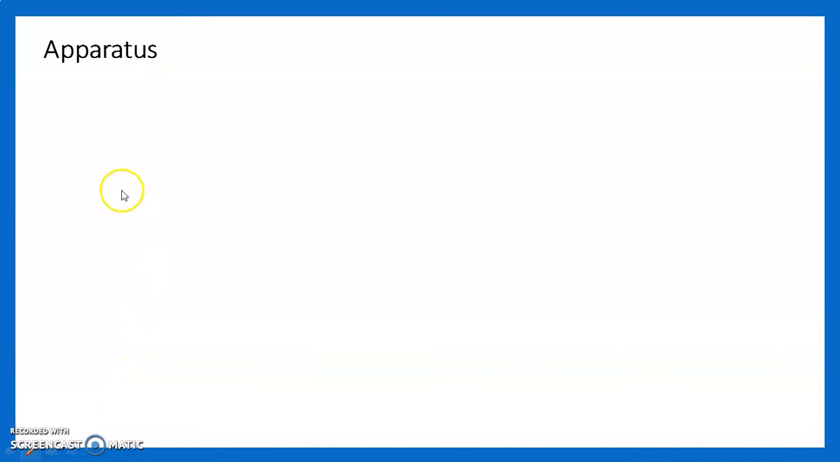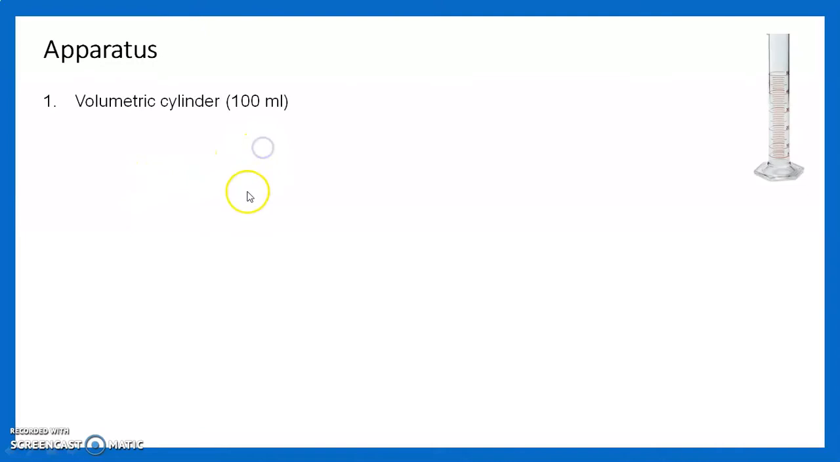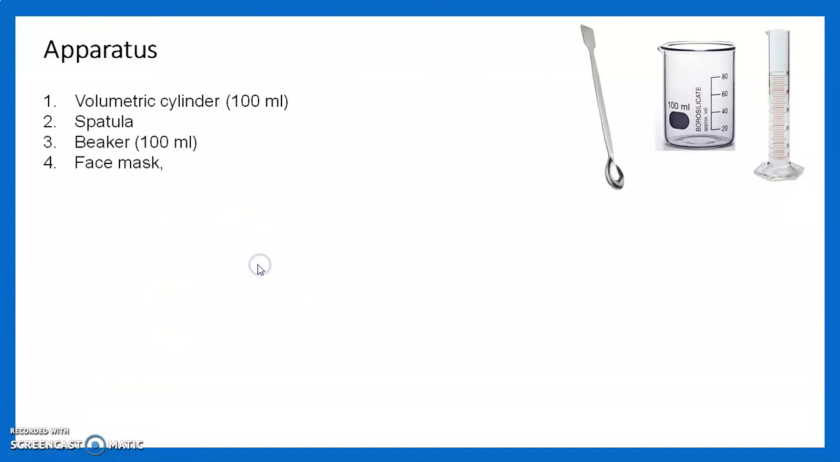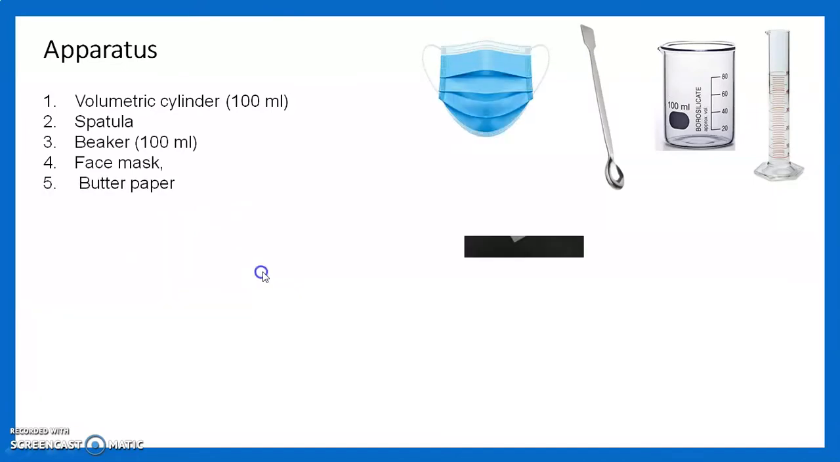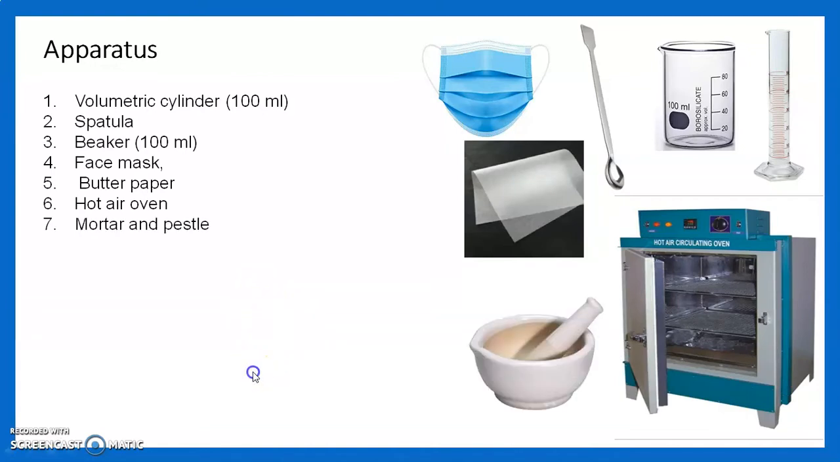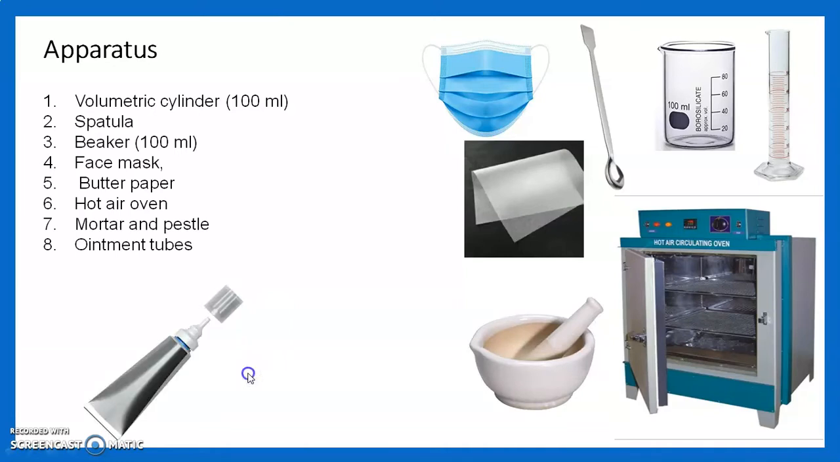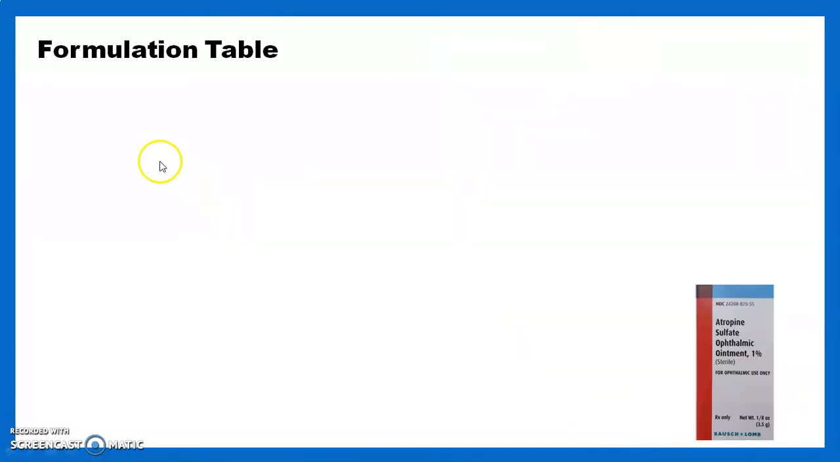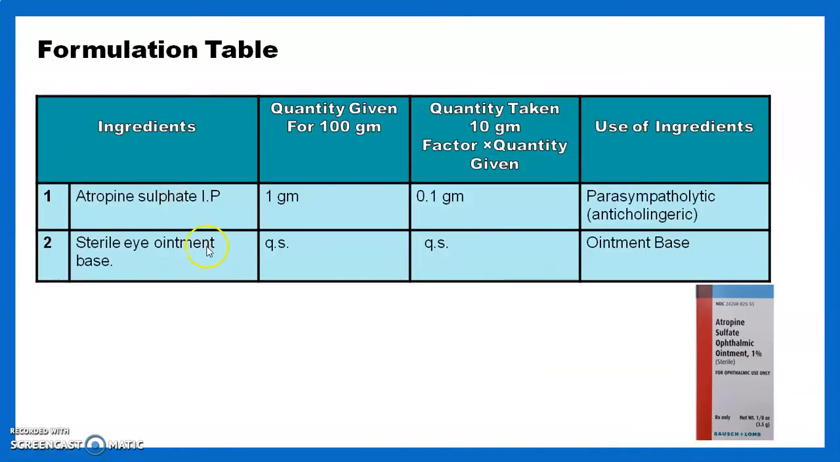Then we see the apparatus required for today's experiment. These are volumetric cylinder, spatula, beaker, face mask, butter paper, hot air oven for sterilization of our ointment, mortar and pestle, ointment tubes, and crimping machine. Then we see the formulation table. Our formulation table should contain ingredient, quantity given, quantity taken and use.